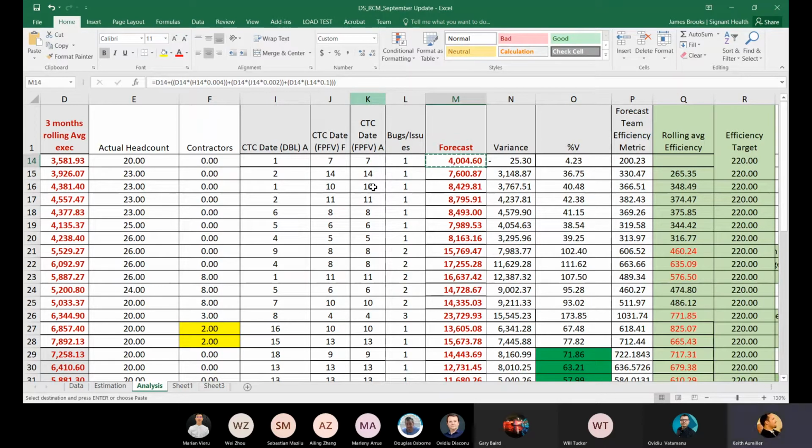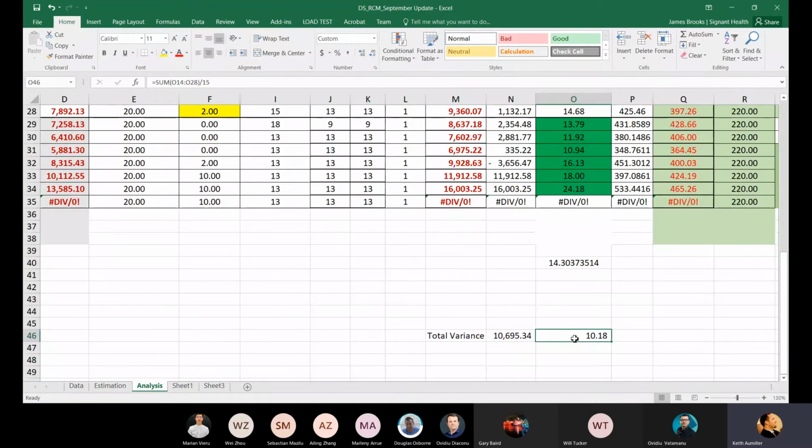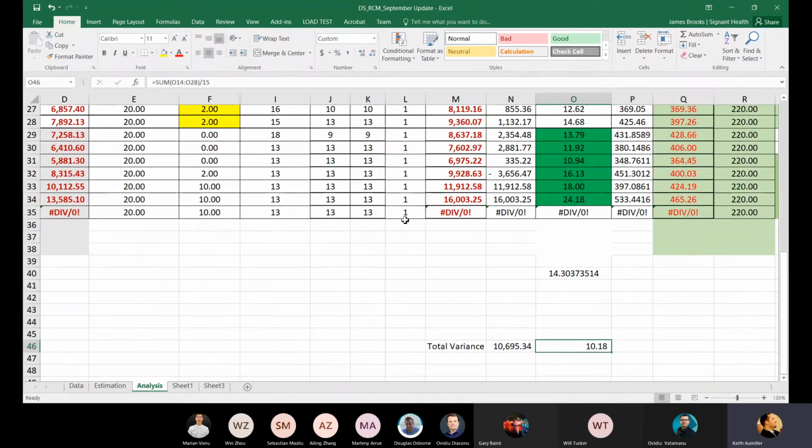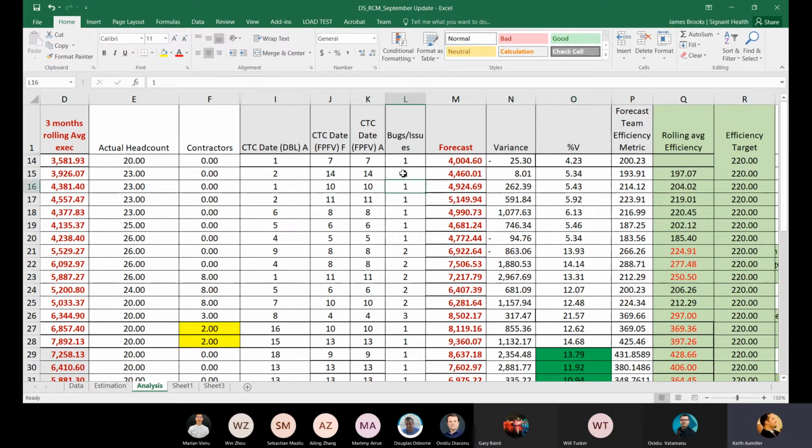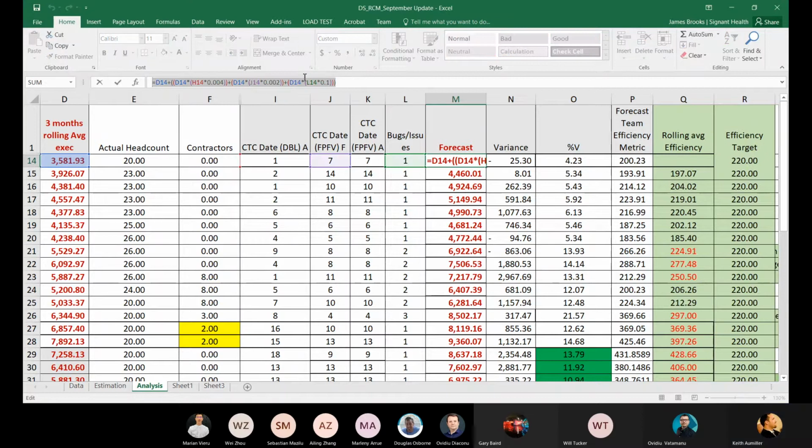So there's an allowable limit of how far off you want your forecast to be, and 10% is not bad. You also get an idea of how important each one of these components is by doing this. You would think this number of CTC dates is really important, but it's really not. The number of defects is the primary driver on this thing. And then also the historical component.